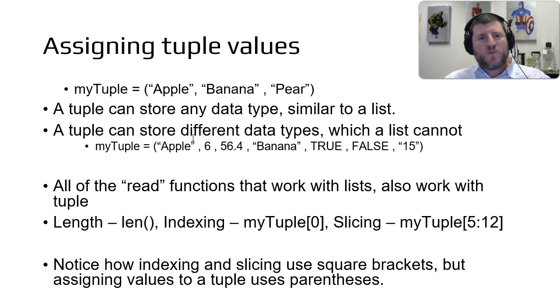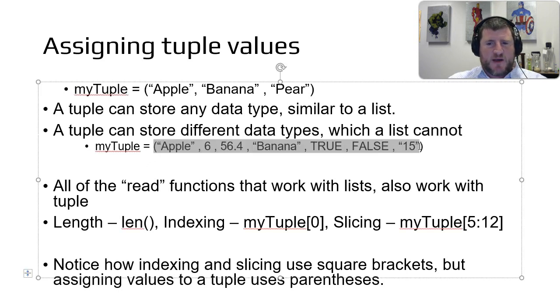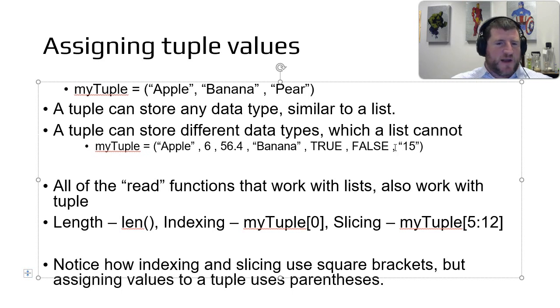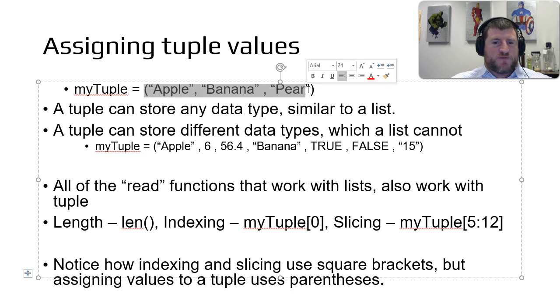But one of the biggest differences, actually the biggest difference to me, is that a tuple can store different data types. So remember when we were talking about a list, they all had to be the same data type. They all had to be integers, they all had to be floats, they all had to be strings, they could all be booleans. Whatever it was, they all had to be the same. Now in a tuple, they can be the same, and the tuple works fine like that. But if they're different, the tuple can still store them.